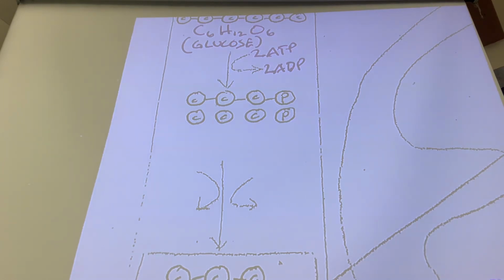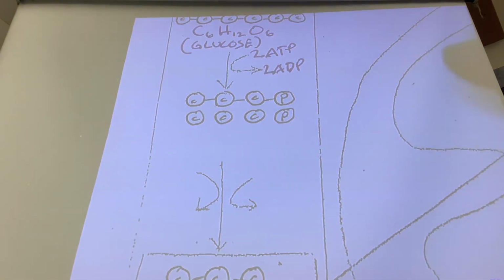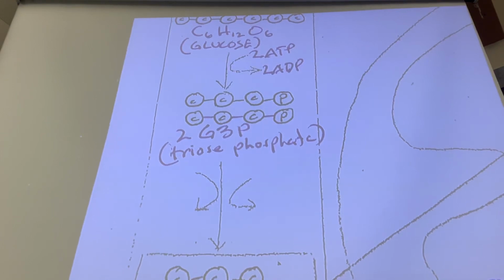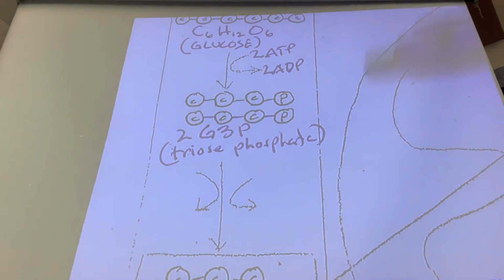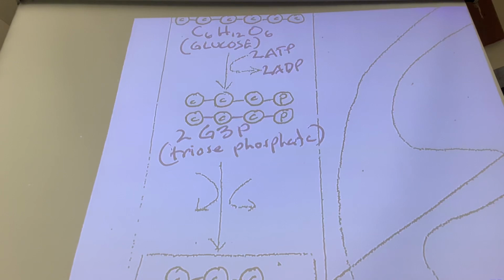It is G3P or triose phosphate. I made 2 G3P, also known as triose phosphate. Okay. So now, in plants, if they really need to, they could just take this G3P and continue down.